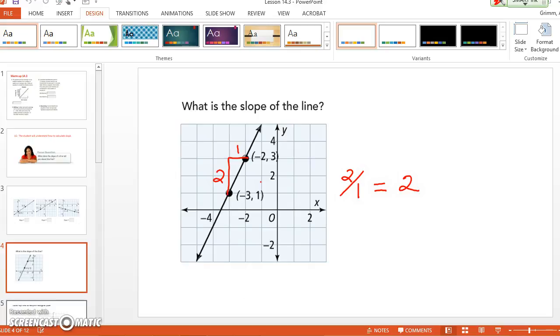So what if I pick some other ones? Let's pick this one and this one, and let's look at that rise over run. So this is 1, 2, 1, 2, 3, 4. What's 4 over 2? Still 2. I could make them as far apart as I want, and you're always going to get the same thing. Does that make sense? Okay.